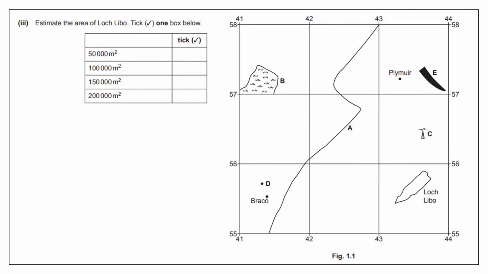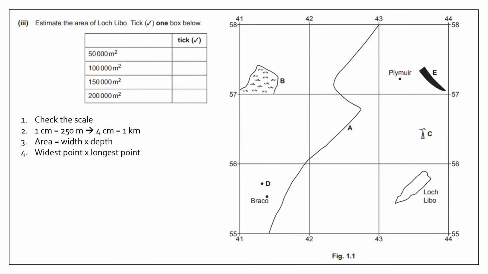So this next question I have rarely seen appear. I mean, since 2016, I think it's only appeared twice as an exam question, but it's a useful skill to know how to do. But it is actually a very simple skill if you apply some skills from other subjects. We know that the scale is 1 centimetre is 250 metres in real life, or 4 centimetres is 1 kilometre. And we know that with any shape, if you want to work out the area, it's the width times depth, particularly if it's a relatively rectangular shape, which this loch or lake is.